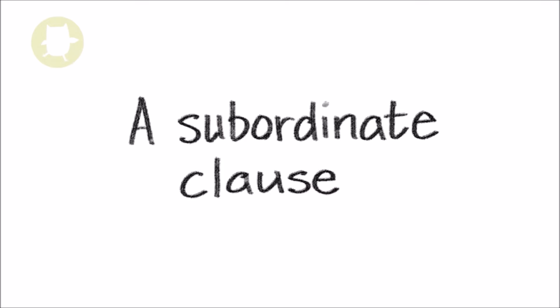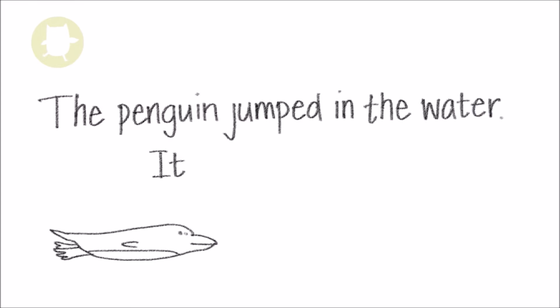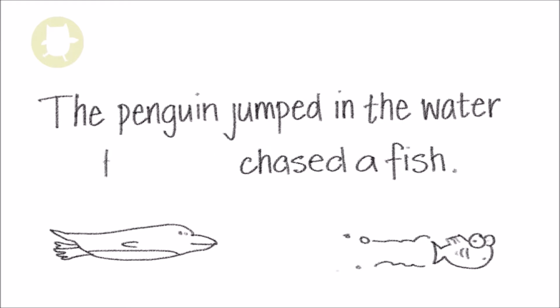What we will focus on today are subordinate clauses. They give more meaning to the main clause. They cannot work on their own because they are not a complete sentence. Subordinate clauses use different types of conjunctions, using words such as although, because, before, if, since, and when. The penguin jumped in the water. It chased a fish. To join them, we're going to use before it chased a fish.